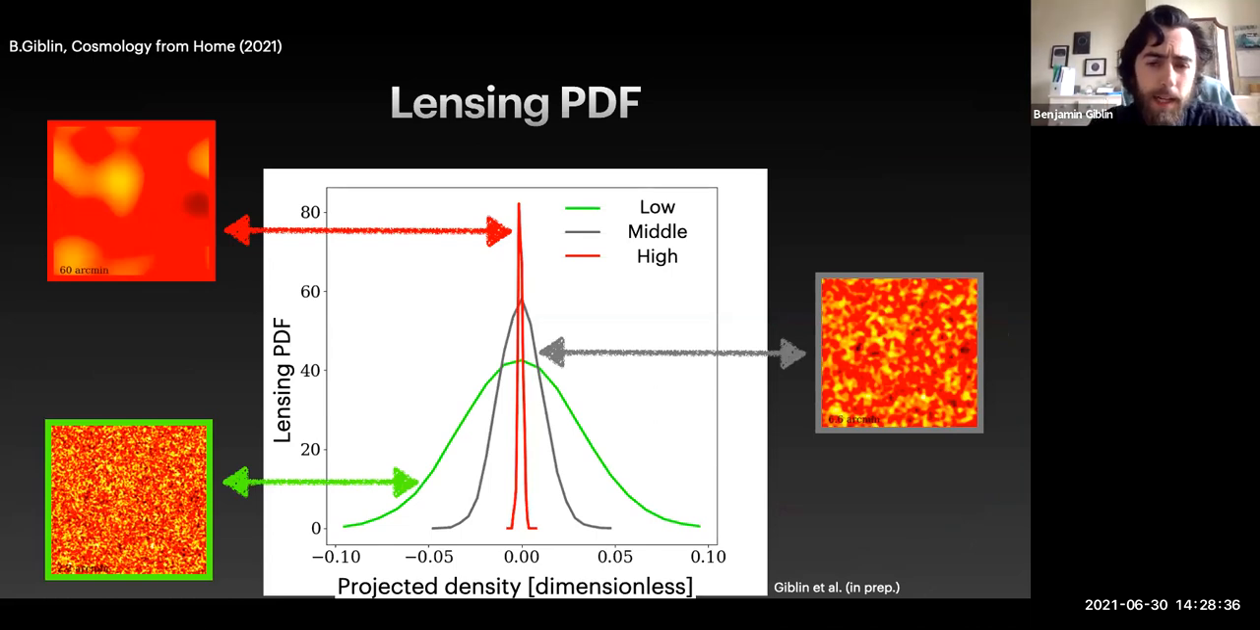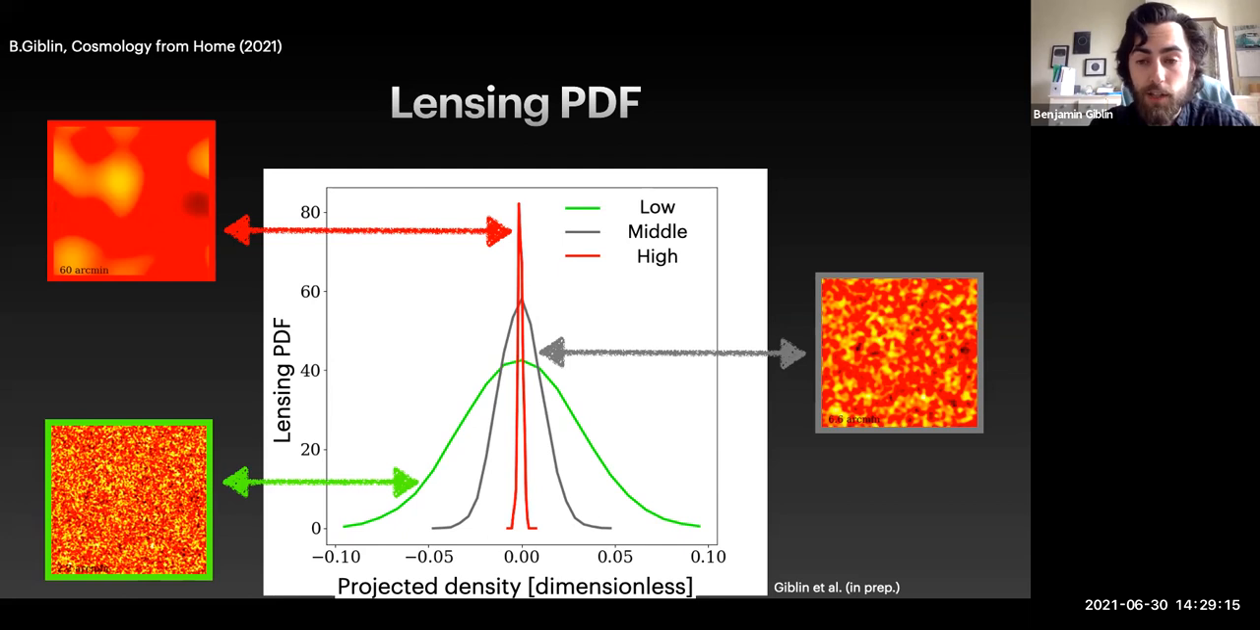So the lensing PDF is simply a histogram of the projected density, that is the convergence. On this figure here, you can see how the lensing PDF varies as a function of the amount of smoothing which is applied to the density map. From the density map, which is shown in the top left-hand of this slide, you can see a density map which features a very large amount of smoothing. And this manifests in a very narrow lensing PDF.